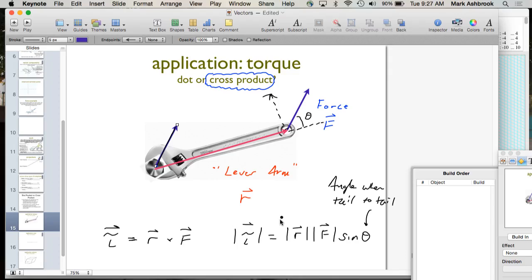So if we know the length of the moment arm, or the length of that vector r, and then the amount of force perpendicular to that, that's going to be F sine theta. But just make sure you have your angle right. You could put the tip here, you could put the tail here, and point in different directions. It's always that angle, the angle when they're tail to tail. So that's always your starting point for making sure you've identified theta correctly.